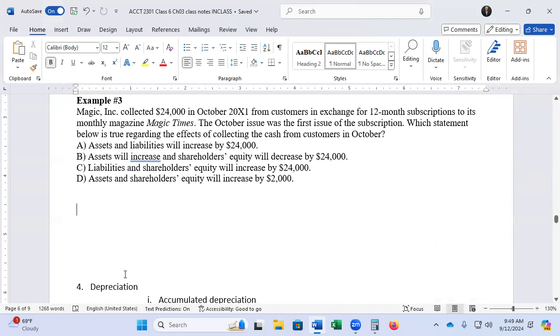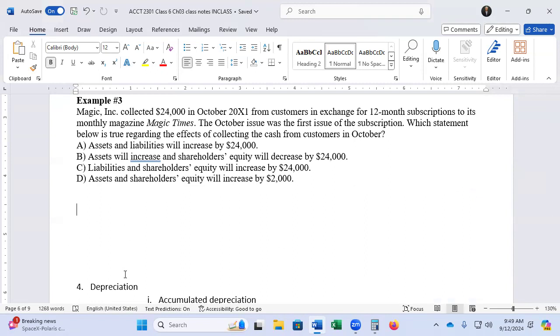Magic Ink collected 24,000 in October 20x1 from its customers in exchange for 12-month subscriptions to its magazine, Magic Times. The October issue was the first of the subscription. Which statement is true regarding the effects of collecting the cash from customers in October?